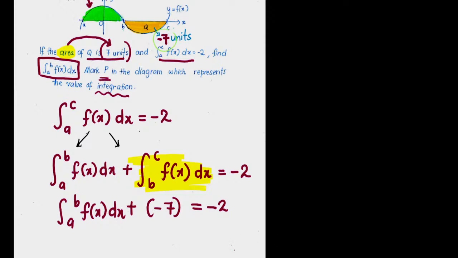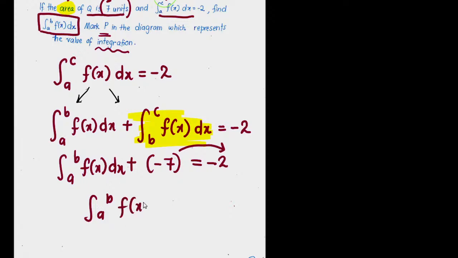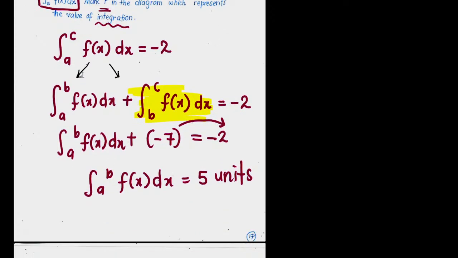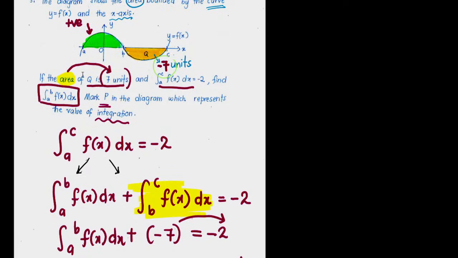Okay. So from here, what we do is bring the 7 to the back. So you will get A to B f(x) dx. Negative 2 plus 7, you will get 5 units. So that means the area for this one, the part from A to B, we already got 5 units. And in this case, you can mark where your P is. Your P is the green color. Okay, the P is the 5 units.